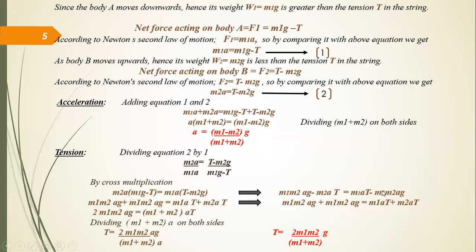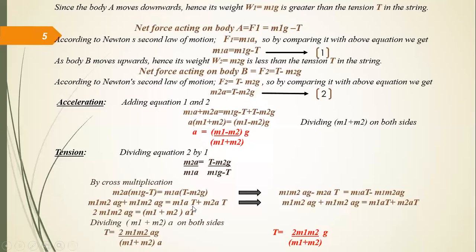As both were negative, by changing their sides, they become positive. So from the left side, we have the same expression. After adding that, we get 2 into m1 m2 ag, and on the right side we have acceleration and tension as common, so we are left with m1 plus m2 in the brackets and aT as a common.